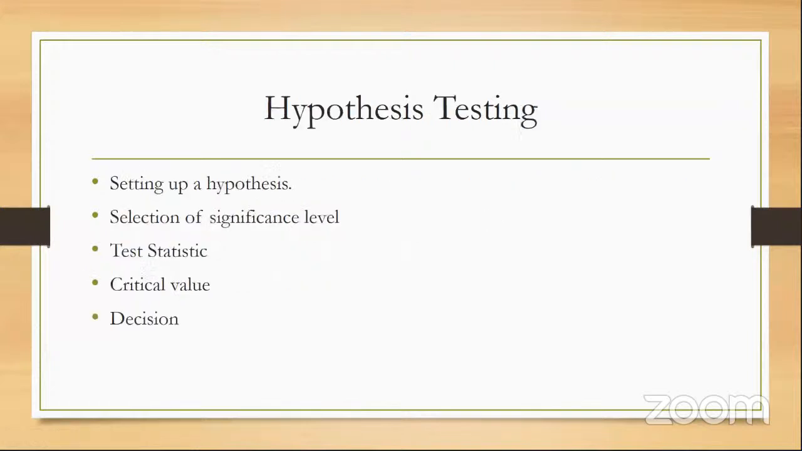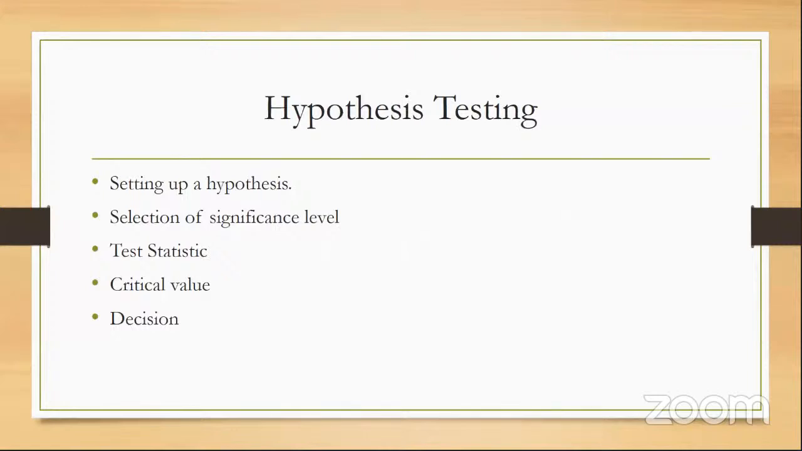Okay, now hypothesis testing, this is the next stage. In this we have the following steps. First, we set up a hypothesis. Second is a significance level. The level of significance is basically the probability of having a type 1 error.